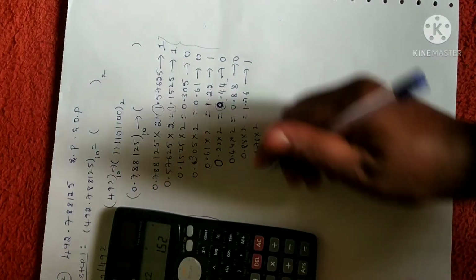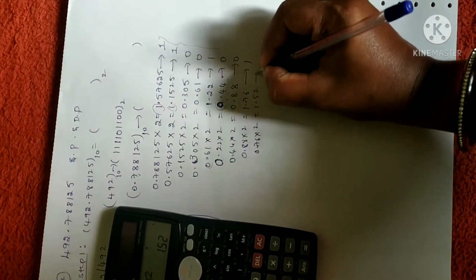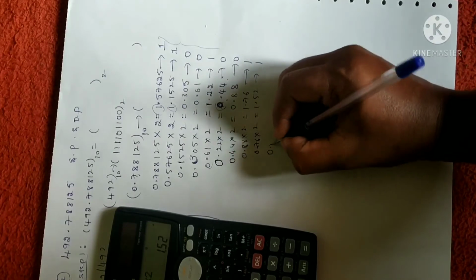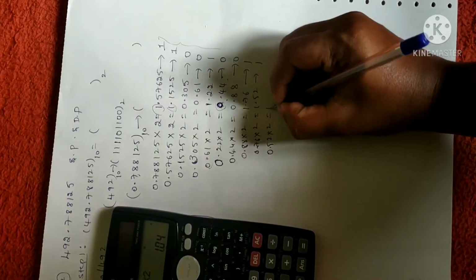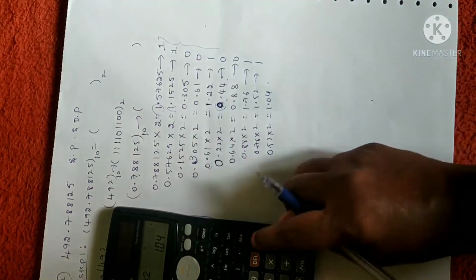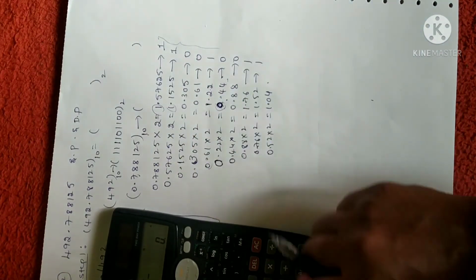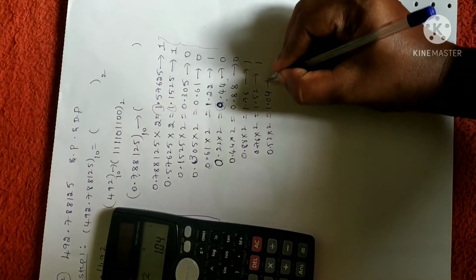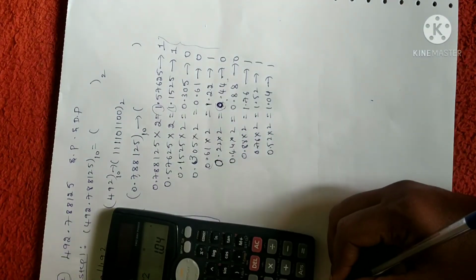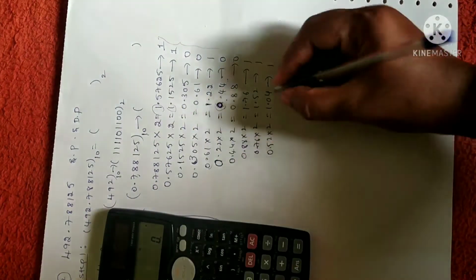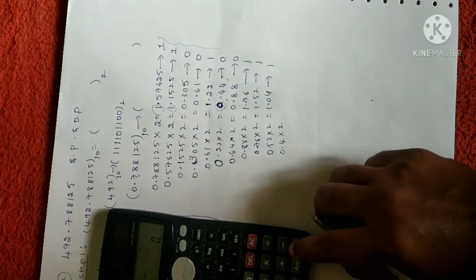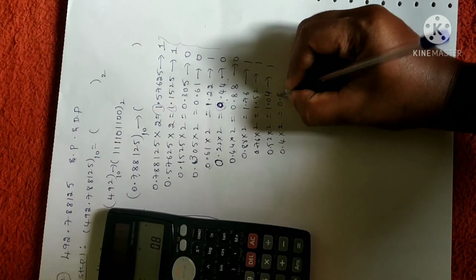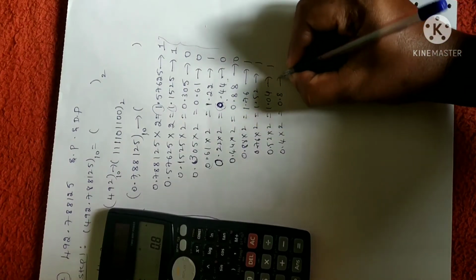Again multiply 0.76 by 2. That will give us 1.52. So again remainder is 1. Again when you multiply 0.52 into 2, you will get 1.04, so the remainder is 1. Fine. Again multiply 0.04 into 2. Here the remainder is 0.